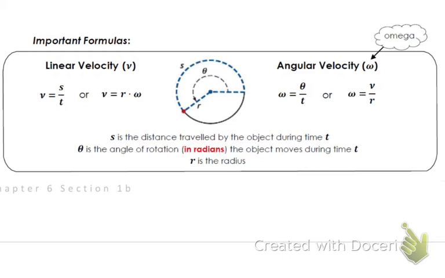Why does S stand for distance? I don't know. Sometimes they do that. So we have distance over time. But for this class, this is going to be the big one we use. Velocity is going to equal r times omega. R stands for radius. Omega is going to stand for your angular velocity.